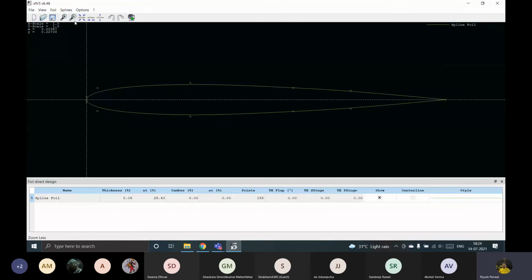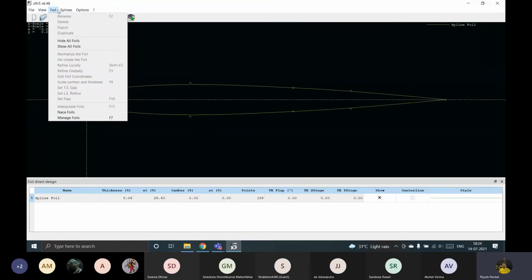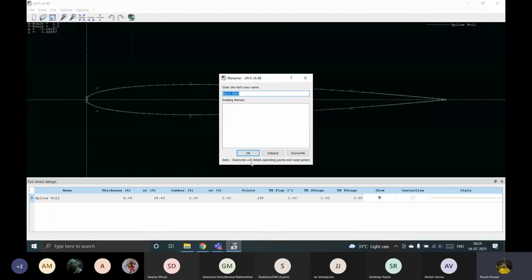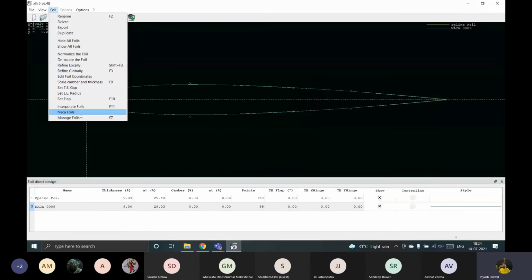So yeah, in week one, you all have designed the foil. So for the plane analysis, you all have to first design the foil. You can open the previous foil you have designed, or else you can design a new foil as well. So first we will design two foils. One is the symmetric foil and the second is the cambered foil.